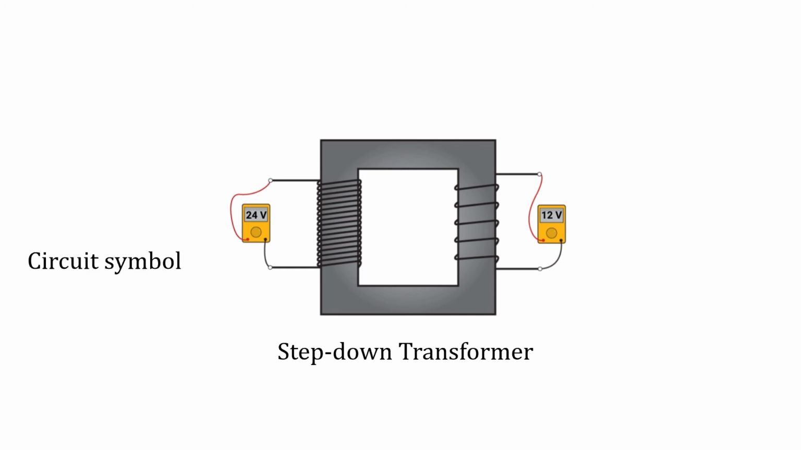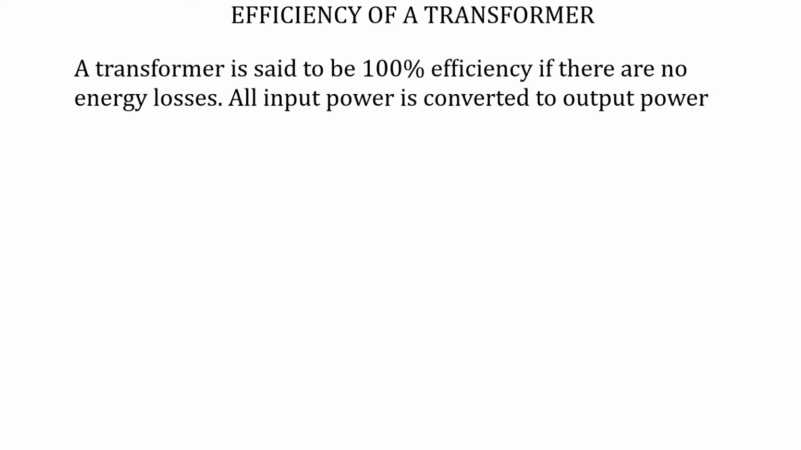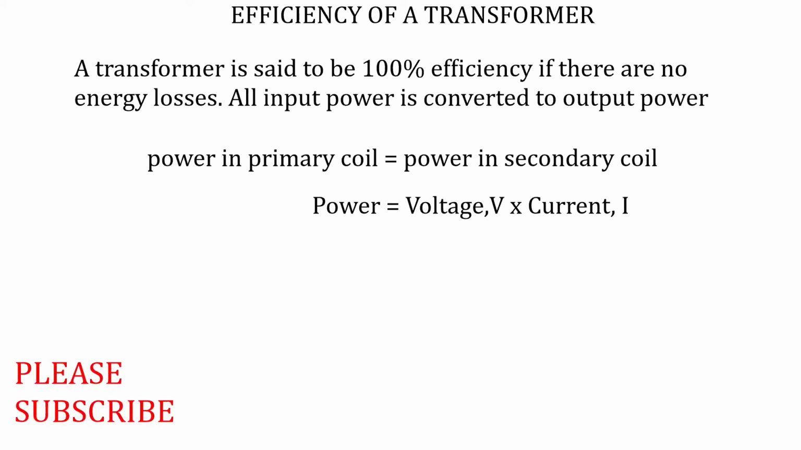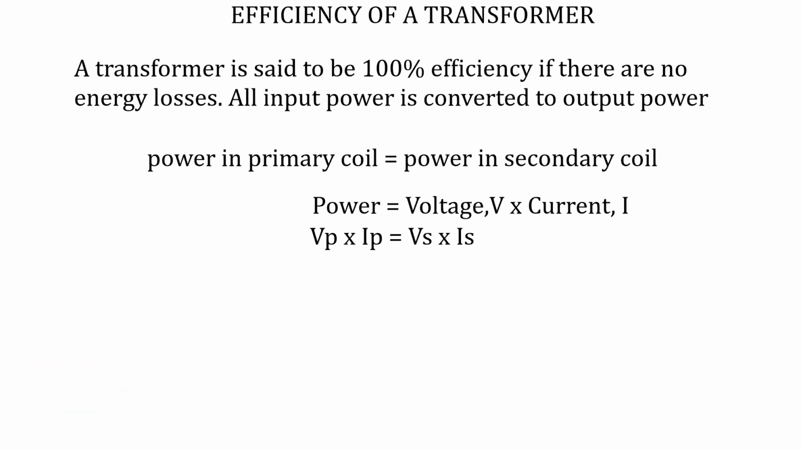In a circuit, a transformer is not drawn as you see on the screen, rather it is drawn using an electrical symbol as shown. A transformer is said to be 100% efficient if there are no energy losses. All input power is converted to output power. Mathematically, we can write power in primary coil is equal to power in secondary coil. Power is given as voltage V times current I. Therefore, we can write Vp times Ip is equal to Vs times Is, representing the power on both sides of the transformer, that of the primary and the secondary.